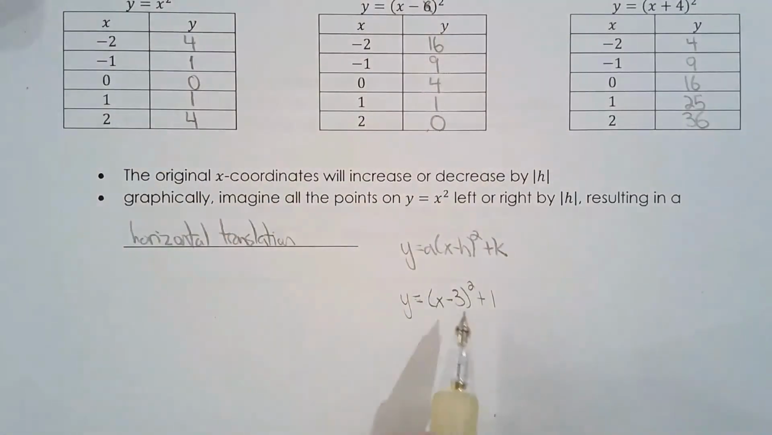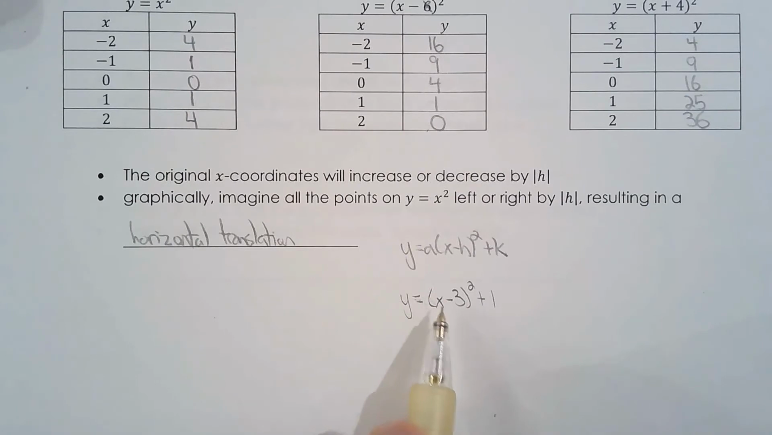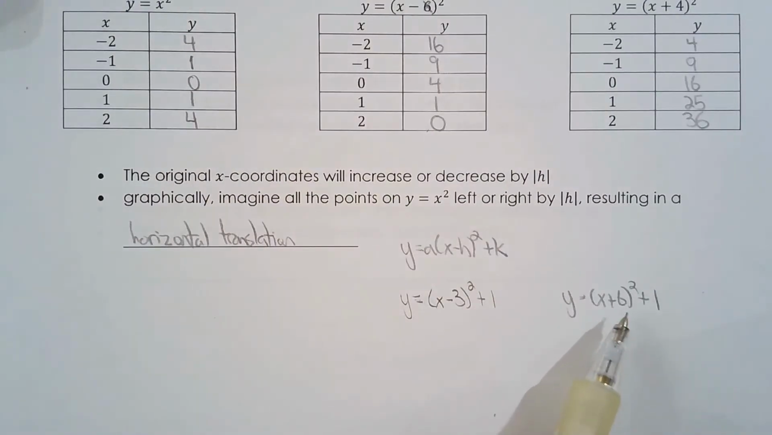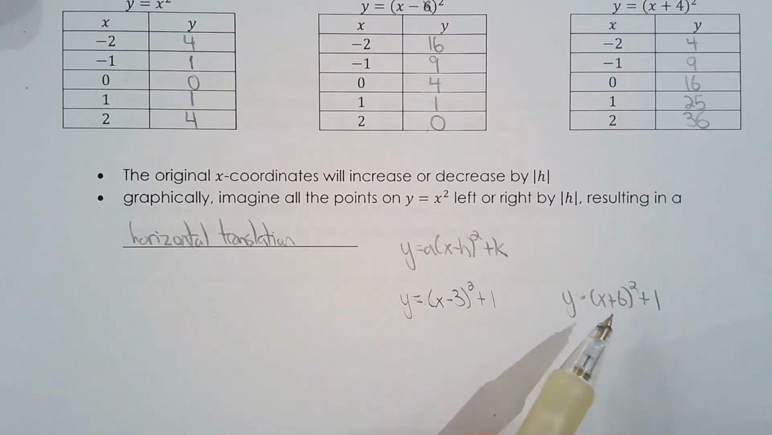So here, when I see this, I automatically see a shift 3 units to the right. I need to offset this minus 3, which means I need to increase the x values by 3 to reach the same y values. Now, let's say I see x plus 6. I know I'm shifting 6 units to the left, because I see a plus 6, which means I need to decrease the original x coordinates by 6 in order to obtain the same y values.